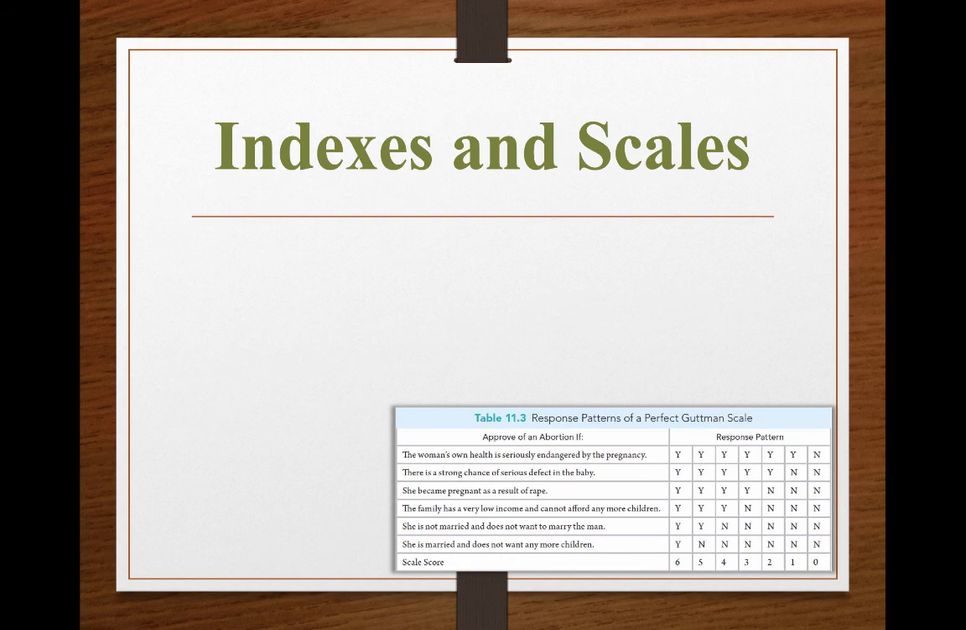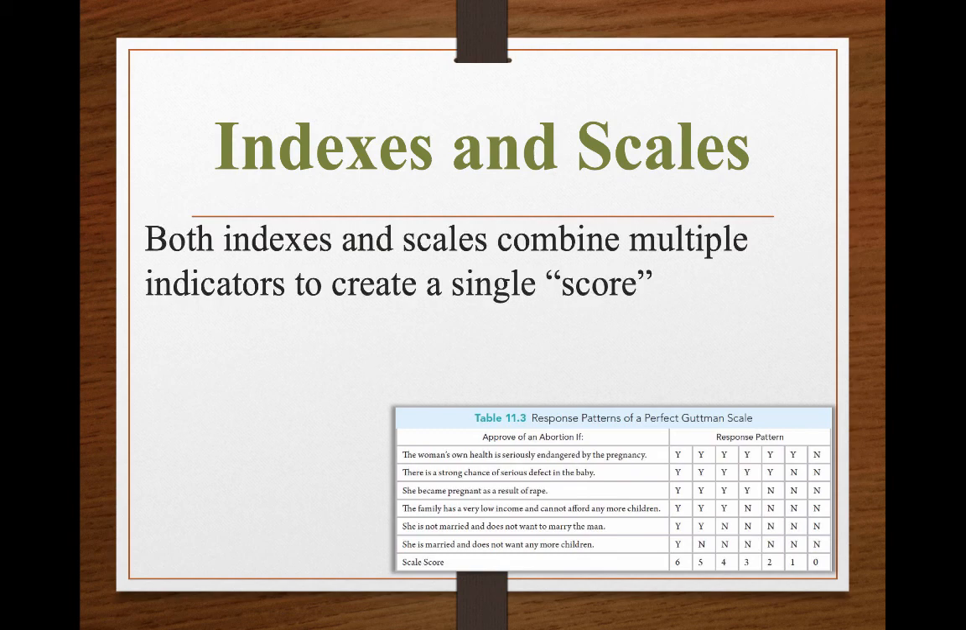Yay, indexes and scales. I know this is such a favorite part for students. So multiple measures are often combined into an index or a scale. It's difficult to measure a single concept with a single indicator or question, meaning sometimes you need multiple questions to measure one particular concept. Not only do single indicators not capture the meaning of a concept well, they might have bias. So if you combine different indicators, this tends to balance the information and yield a more reliable measure. Both indexes and scales combine multiple indicators to create a single score, right?